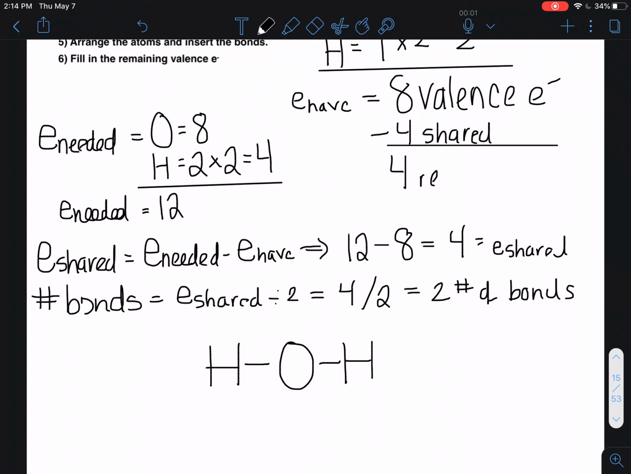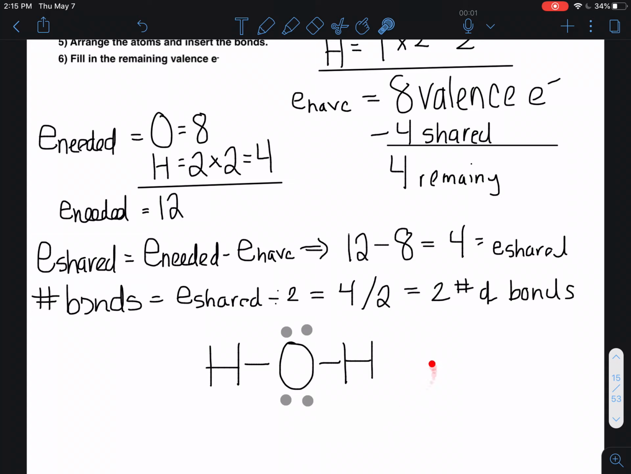Now what I'm going to do is I'm going to make sure that each atom has the appropriate number of valence electrons. Each hydrogen only needs 2, and there's a bond right there, so this hydrogen now has 2, this hydrogen now has 2, so the 4 remaining valence electrons are going to go on oxygen. Just like that, okay?